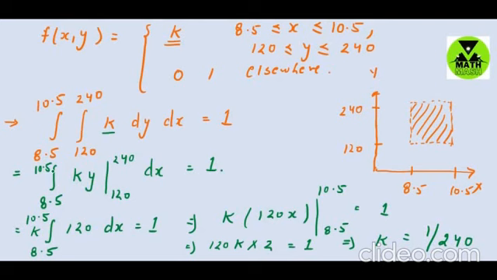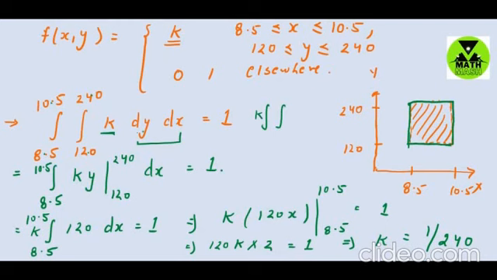Now instead of integrating, because here the x and y limits are constant, basically what we need to find out is the area within this integral. If you look at this, x goes from 8.5 to 10.5, and y goes from 120 to 240. So we can simply find the area within this domain. The integral from 8.5 to 10.5, 120 to 240 of dy dx represents the area. So write k as it is, and what is the area within these limits?